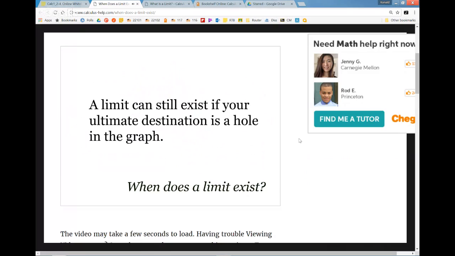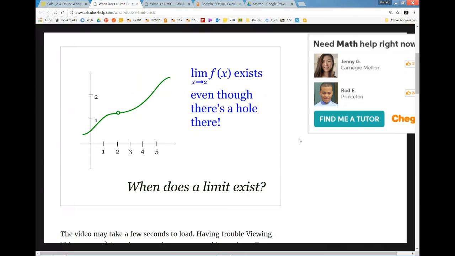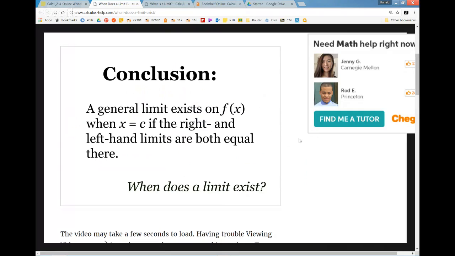place. In other words, mathematically, a limit can still exist if your destination is a hole in the graph, because it doesn't matter whether or not the point is actually there. What matters is that you arrived at that point, coming from the right side and the left side. In conclusion, a limit exists on a graph if you arrive at the same height coming from both the right and the left side of the given x value.